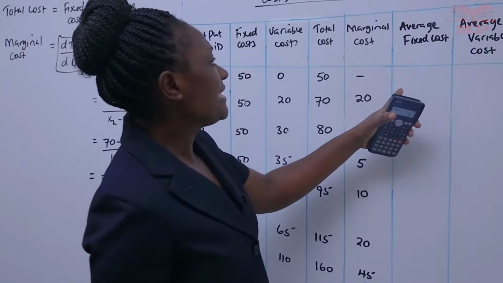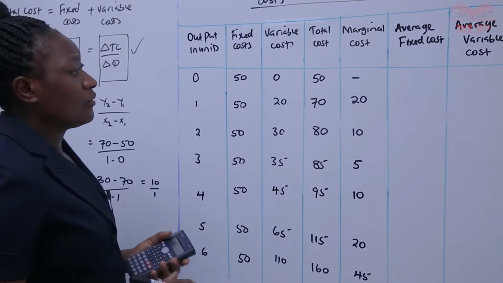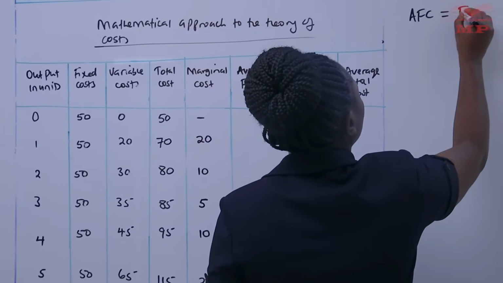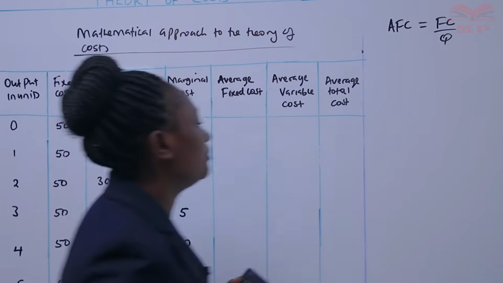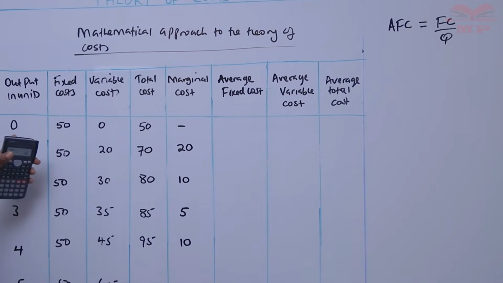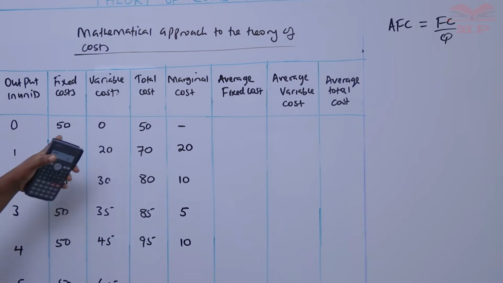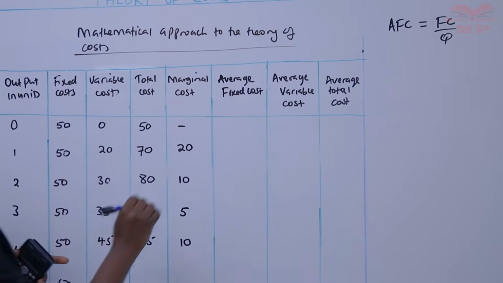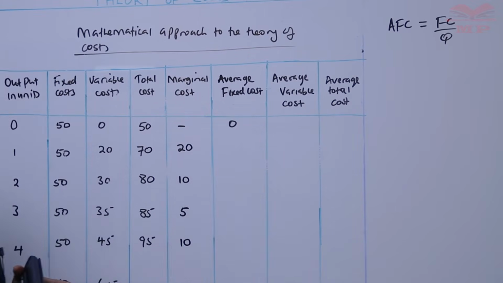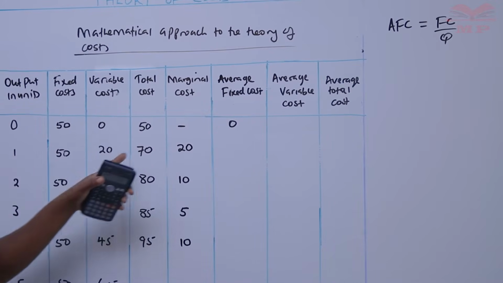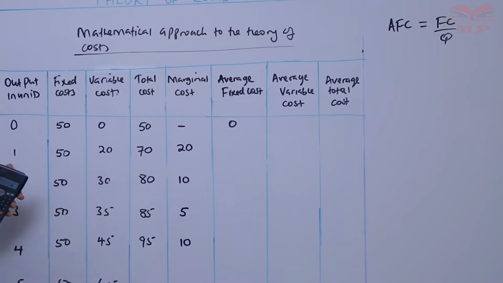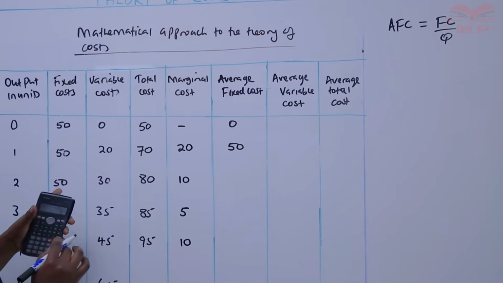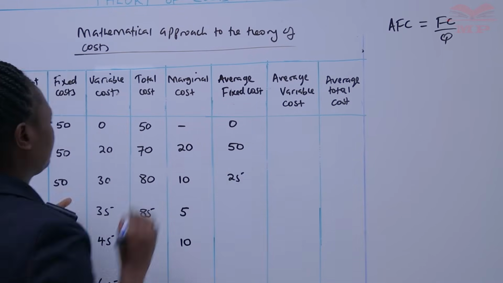Then how do we calculate average cost? We say that average fixed cost equals fixed cost over output. So for the first unit where we have 0 output, our fixed cost was 50. So when you take 50 divided by 0, the average cost here will be 0. And then for the next output, our fixed cost is 50 divided by 1, which will give us 50.